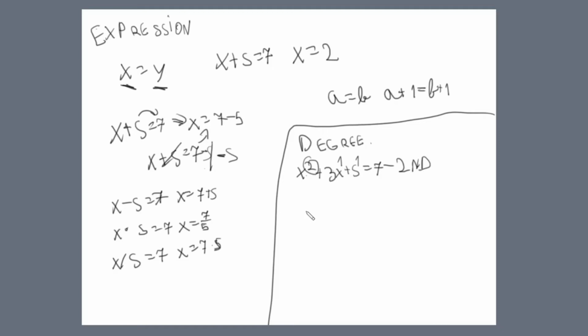Now obviously you can have as high a degree as you want. You can have x to the 5th plus 3x to the 4th plus x to the 2nd plus 5 is equal to 9. And the highest power here will be 5, which means that it's a 5th degree equation.